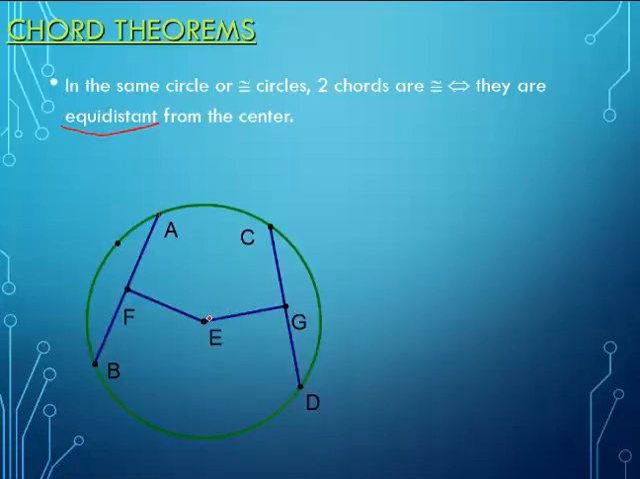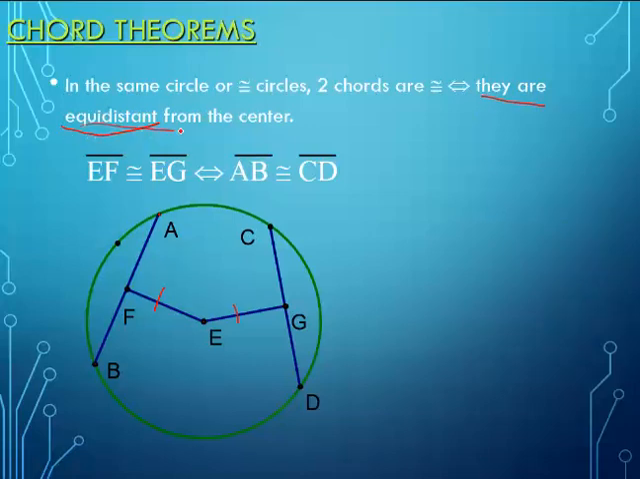Here's our center. We have two chords. If they are the same distance from that center, so EG is congruent to EF, then CD is going to be congruent to AB. And so will their chords, or their arcs. The chords and the arcs both will be congruent to each other. If and only if what? If and only if they are equidistant from the center.